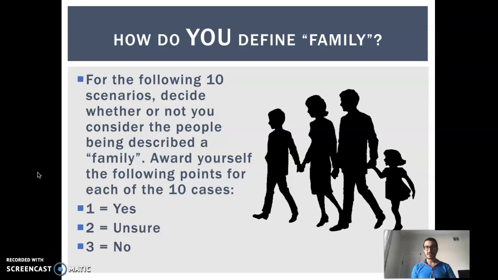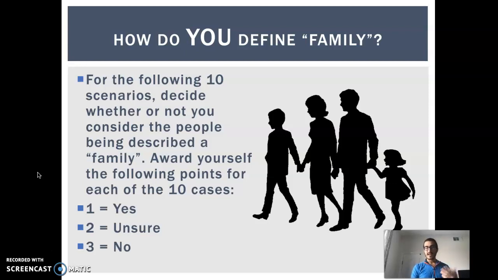So essentially what this exercise is that I show 10 different cases on the 10 following slides of different groupings of people. And for each one of these groupings of individuals, I want you to decide whether or not you personally would define this particular group of people as a family. If you think yes, the group does refer to a family, you would give yourself 1 point. If you were not sure if you'd qualify that group of people as a family, you'd give yourself 2 points. And if you think no, this group of people does not represent a family, you give yourself 3 points.